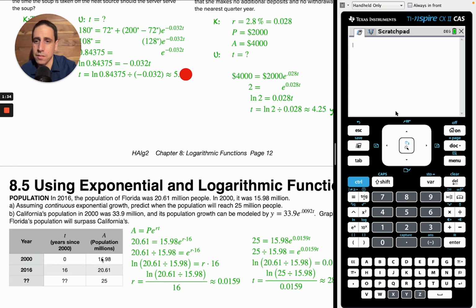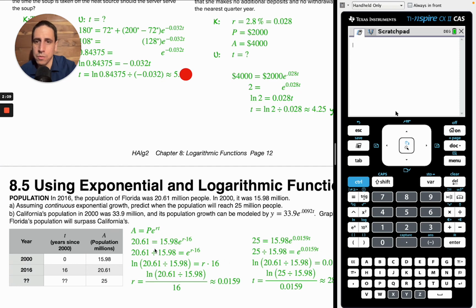Population in millions, and I'm not going to type in 15,980,000. No, let's just use the population and we'll know that it's in millions. So it's 15.98 million, 20.61 million, and 25 million. Using APERT, the thing that we don't know is this rate here. We don't know what the Florida growth rate is, assuming that it's constant, continuous exponential growth. So let's use these first four numbers, the top four numbers, to figure out what R is in the first place.